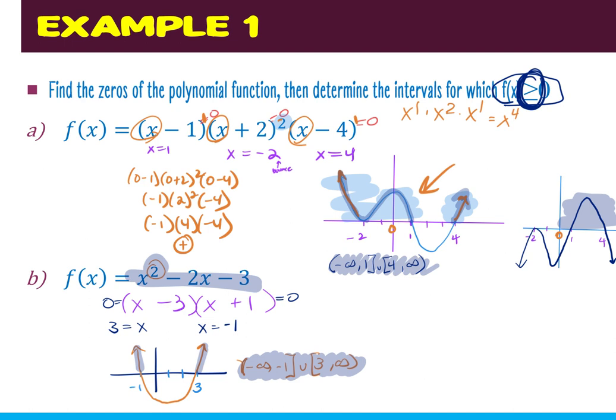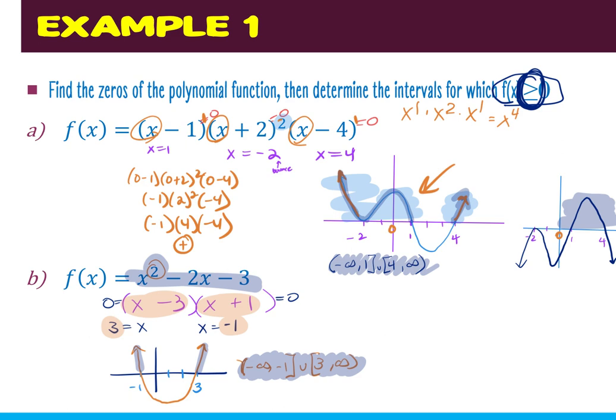The multiplicity comes after you solve it. How many times does each of these answers occur? Each zero has its own multiplicity. The degree is 2. The multiplicity is individualized to the root. So 3 has a multiplicity of 1 because it only occurs once. -1 has a multiplicity of 1 because it only occurs once.